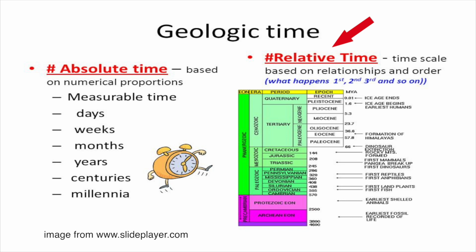Now, there's two basic types of measuring time. We have the relative time scale, which is what we're going to talk about here. And then there's the absolute time scale or absolute dating. That's something that we're going to talk about in a future show, and that has to do with using radiometric techniques to really narrow down a date.